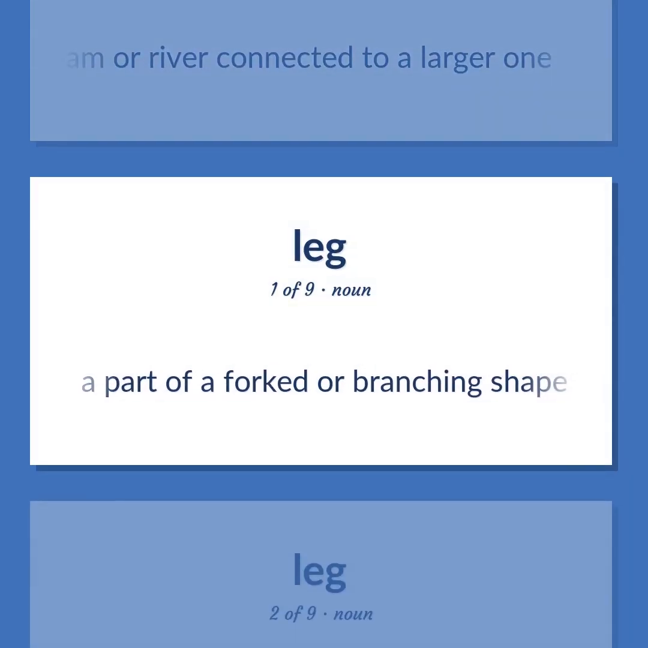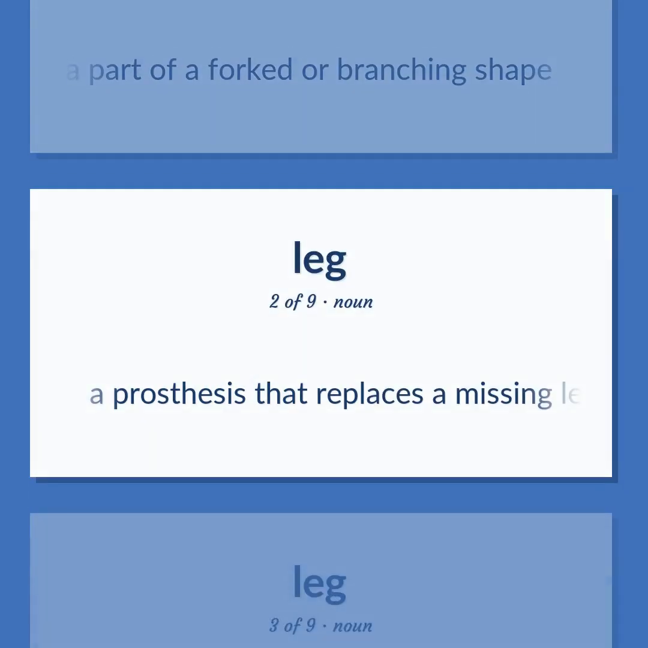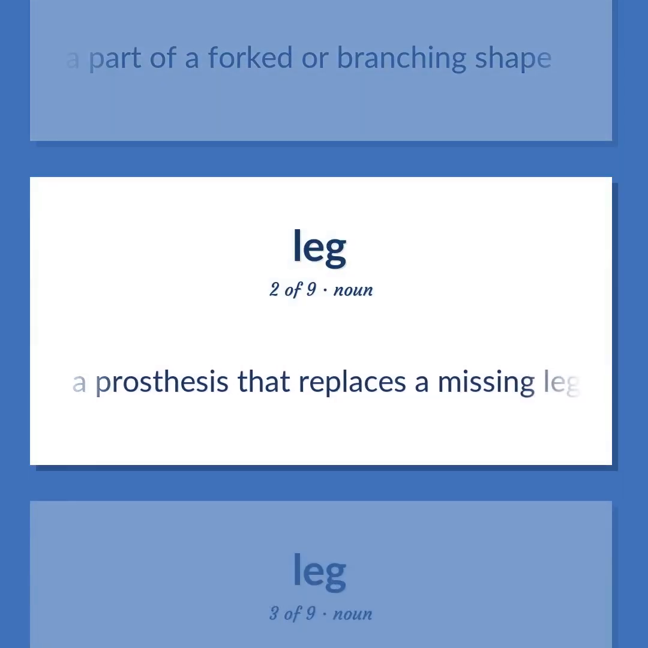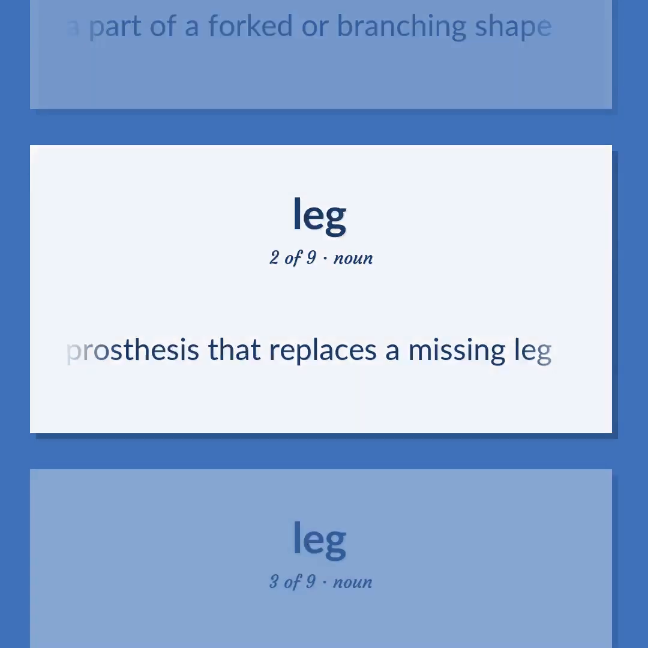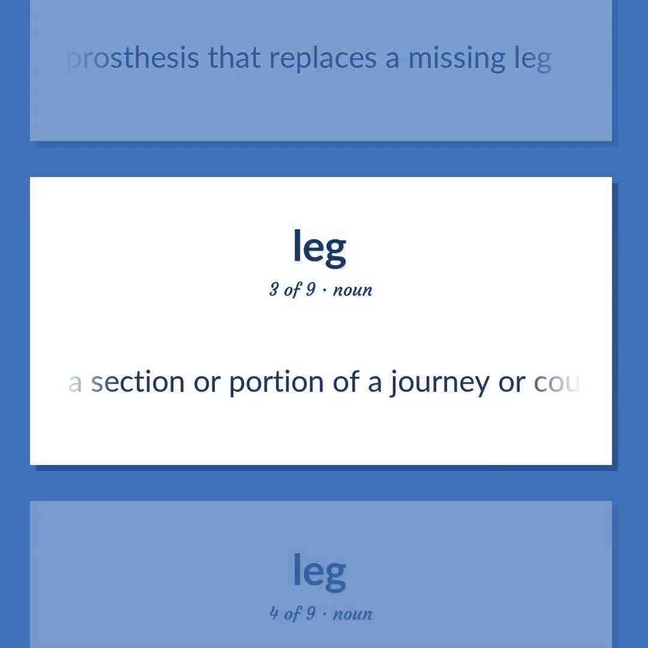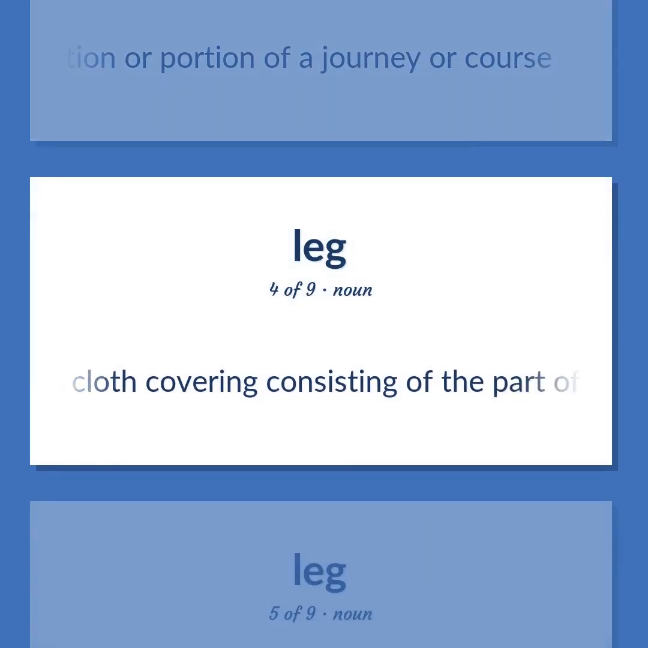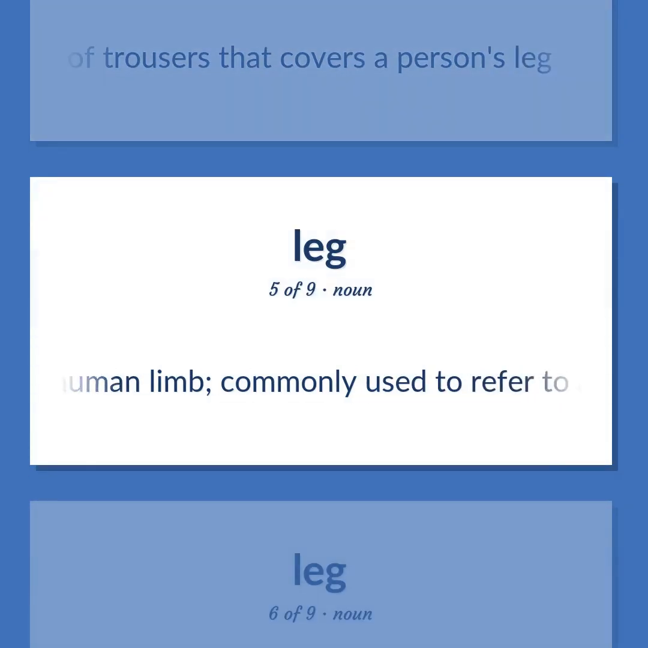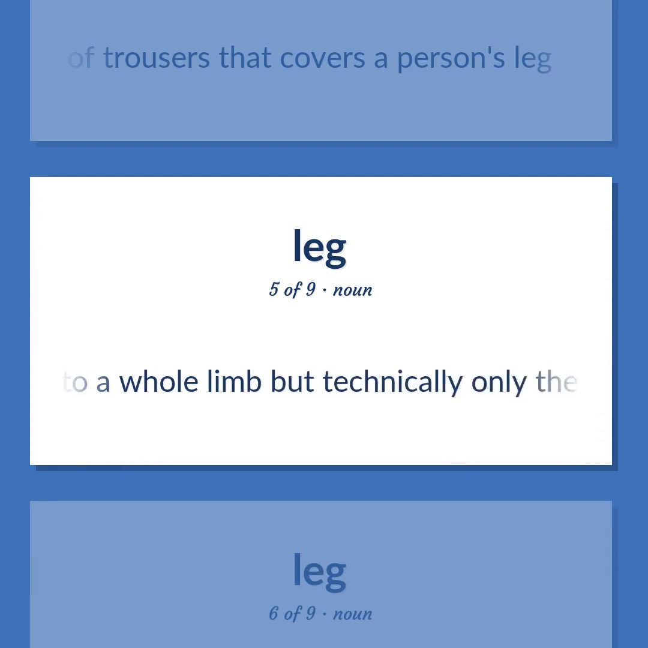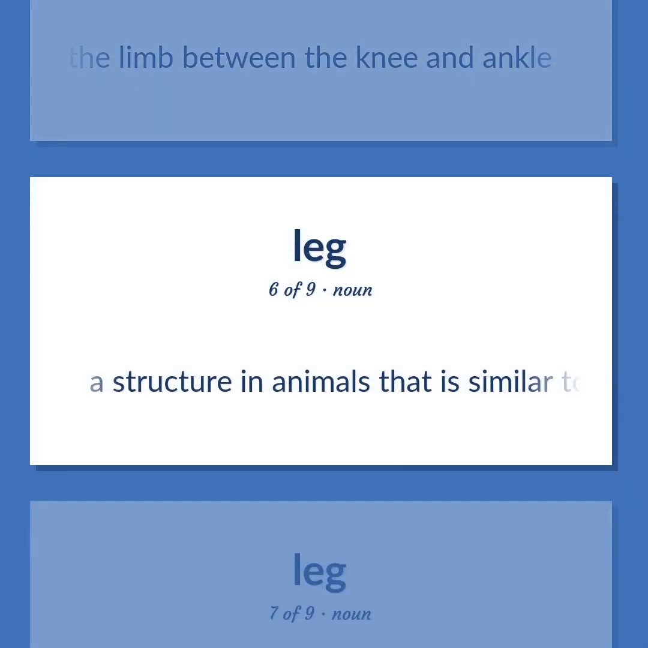A part of a forked or branching shape. A prosthesis that replaces a missing leg. A section or portion of a journey or course. A cloth covering consisting of the part of a pair of trousers that covers a person's leg. A human limb. Commonly used to refer to a whole limb but technically only the part of the limb between the knee and ankle. A structure in animals that is similar to a human leg and used for locomotion.